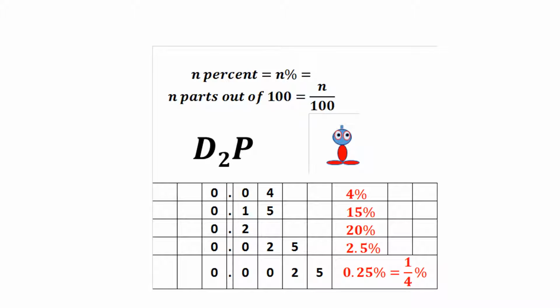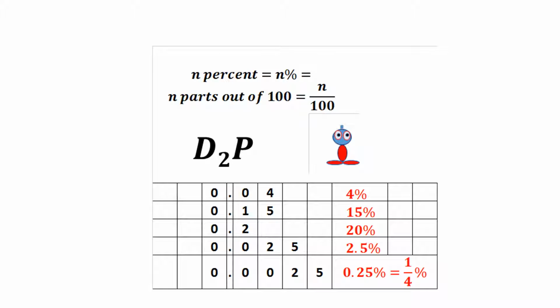Now we have a very interesting one, 0.0025. We're going to make it a percent. You move it 2 places to the right. That's 0.25. Put a 0 in front of your dot. 0.25%. What is 0.25? As a fraction, it's 1/4. So 0.25% is 1/4%. That's not 25%. It's 1/4 of a percent.